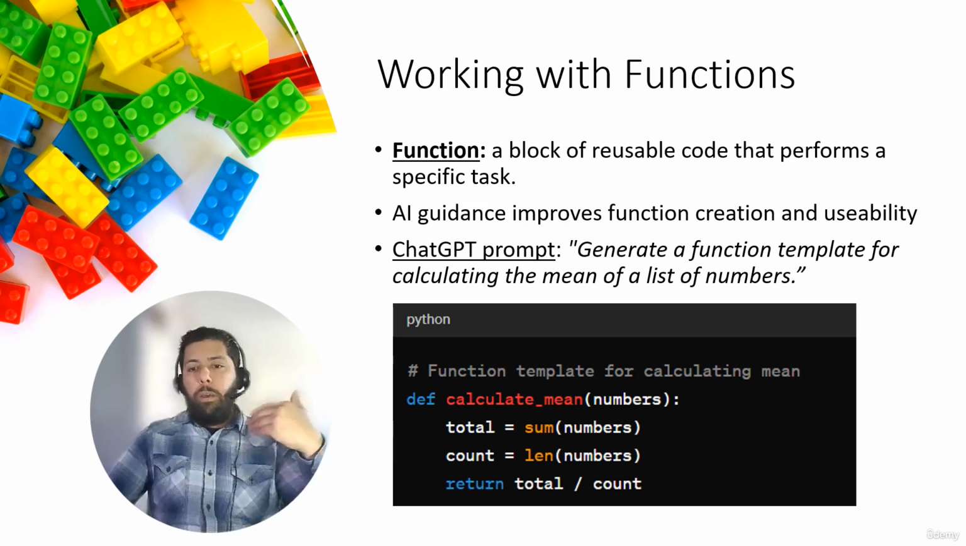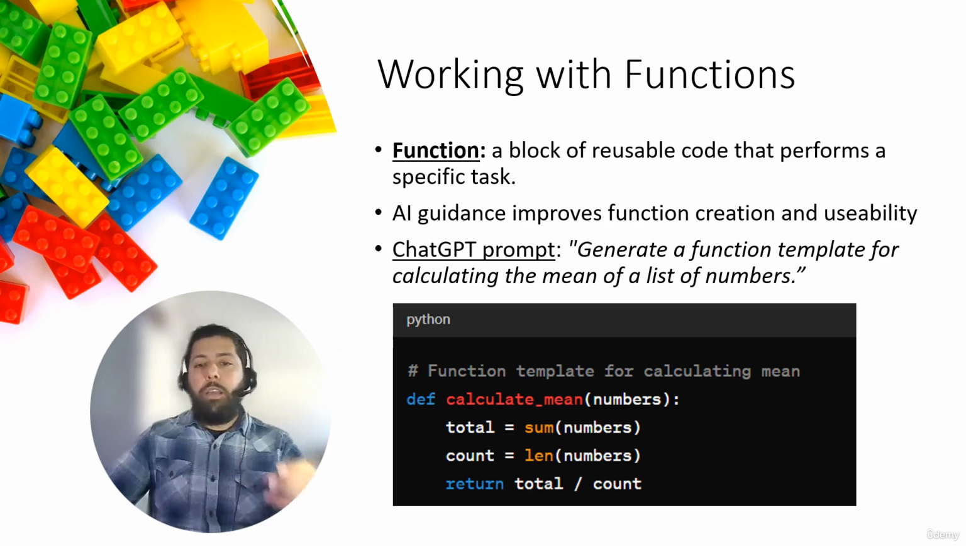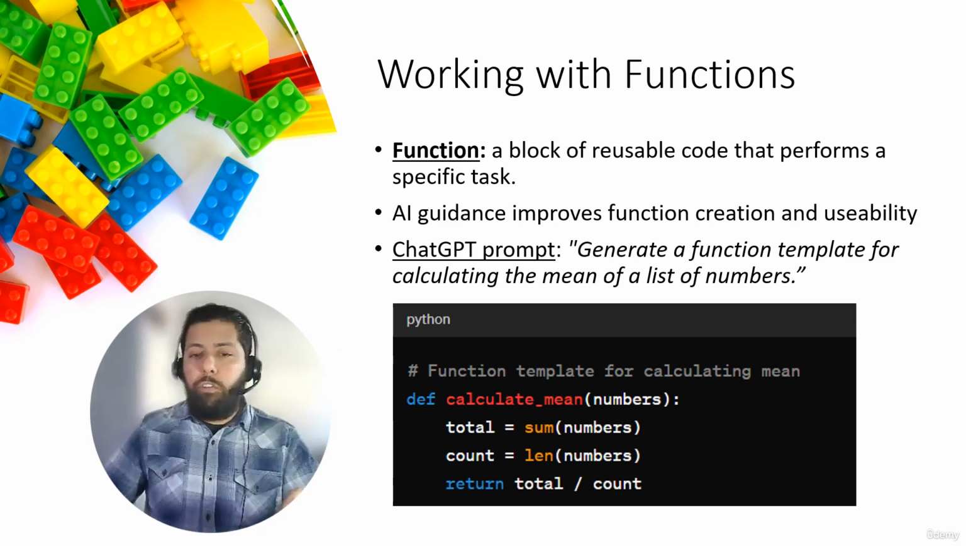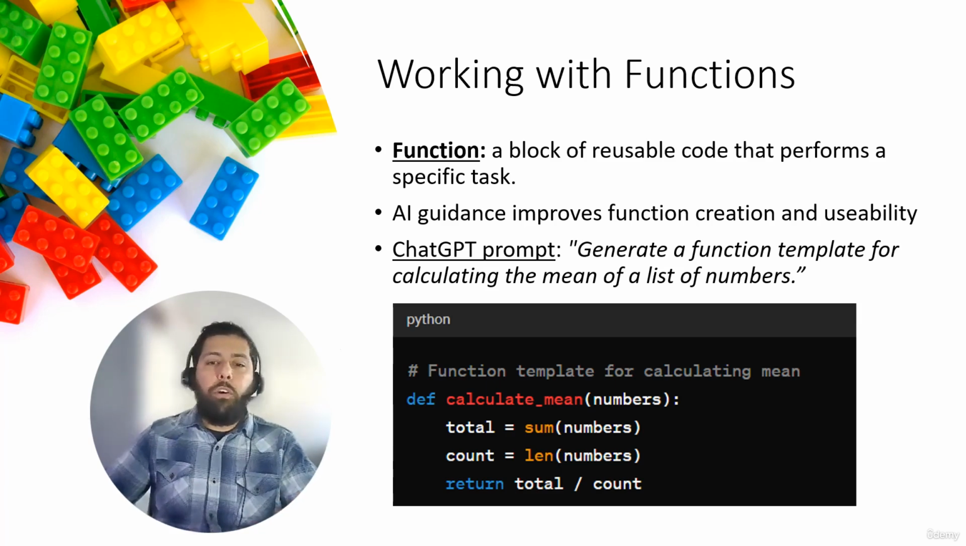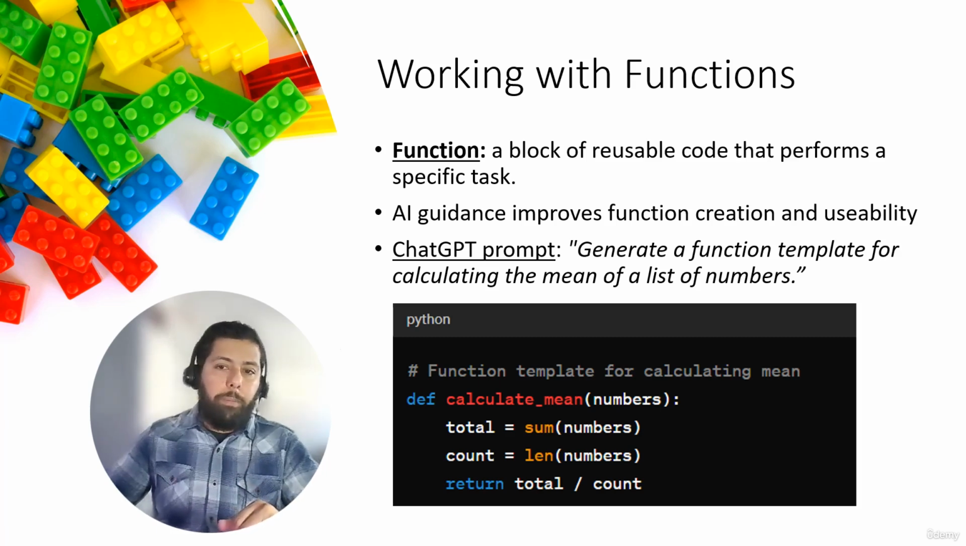So anytime a developer, or in this case AI, calls calculate_mean, it will call this function and insert arguments, insert numbers to this function. Those numbers would be passed through total and passed through the count variable, and then ultimately it will return the total divided by the count, which is exactly the formula for calculating the mean.